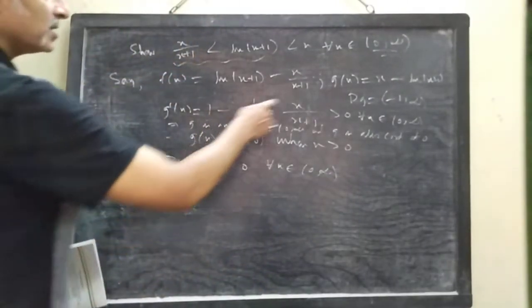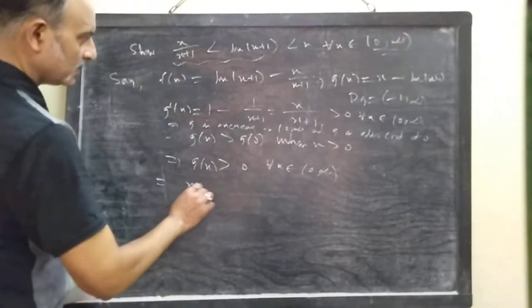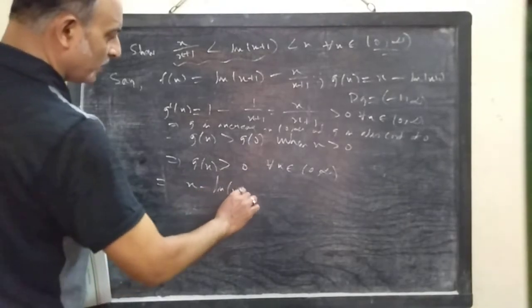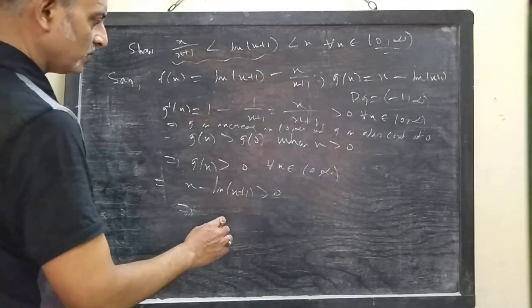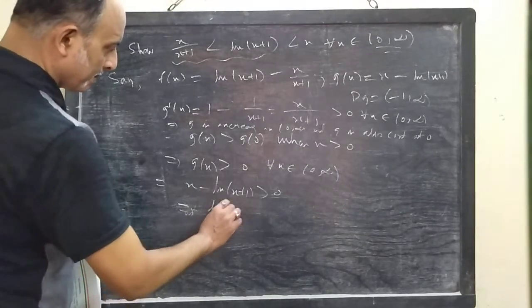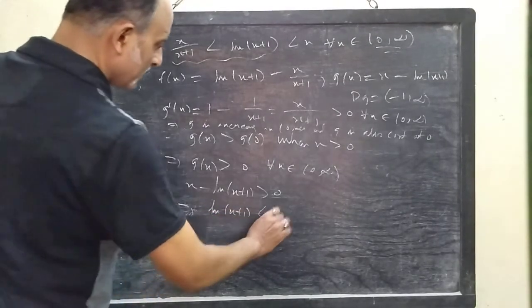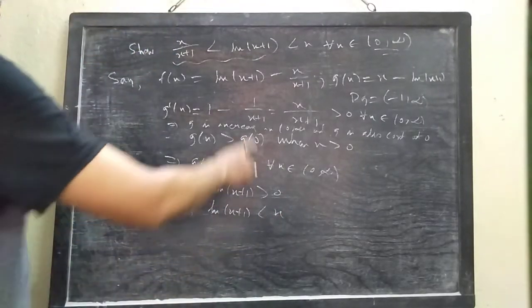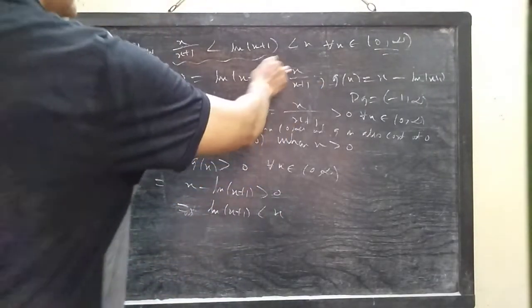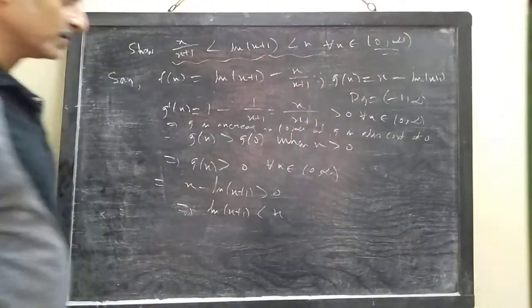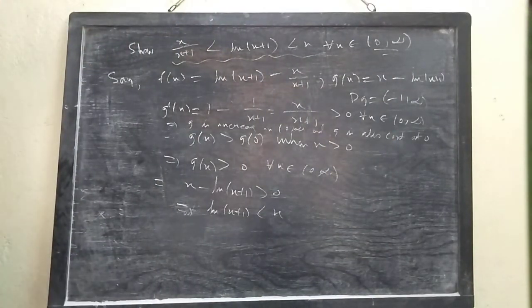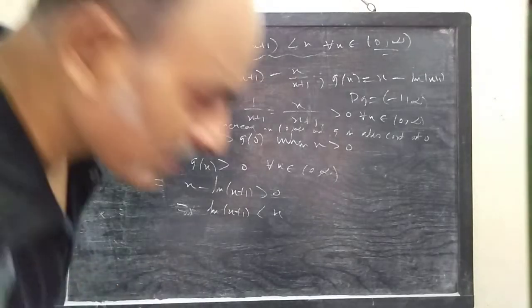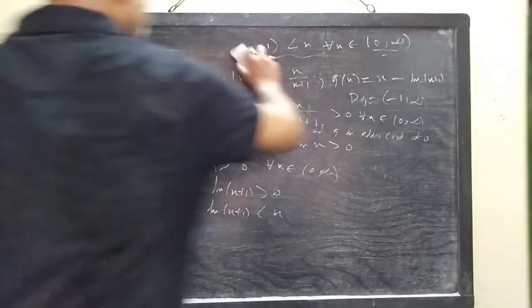So what you have considered as g(x)? You have considered this, that is x minus ln of (x plus 1) greater than 0. That ultimately gives you ln of (x plus 1) less than x. So combining these two results, we get the final result. Okay? Very, very important question, frequently asked, and frequently in exam papers. Next.